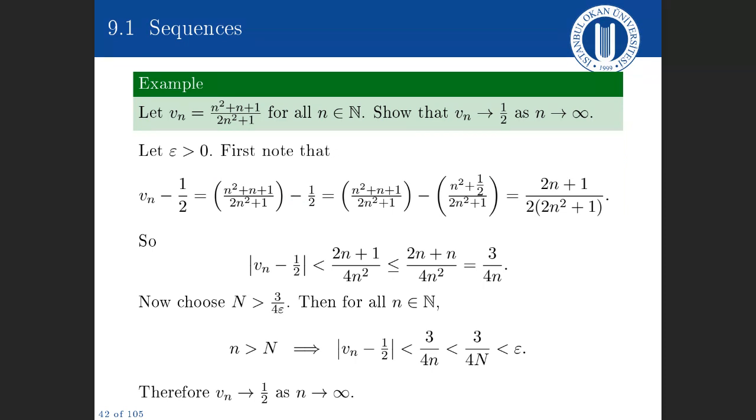Here's another example. Show that this sequence tends to a half. Well, later I'm going to need Vn minus a half, so I'm going to start by simplifying this. And you can check that that's the same as 2n plus 1 over 2, 2n squared plus 1. So the absolute value of this, and again I'll leave this for you to check, is smaller than 3 over 4n.